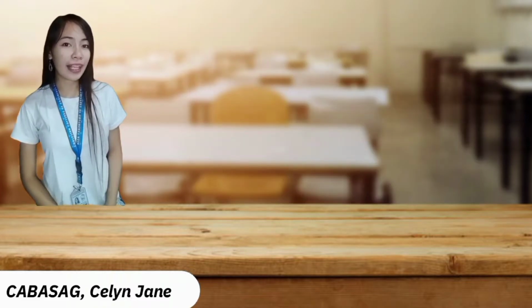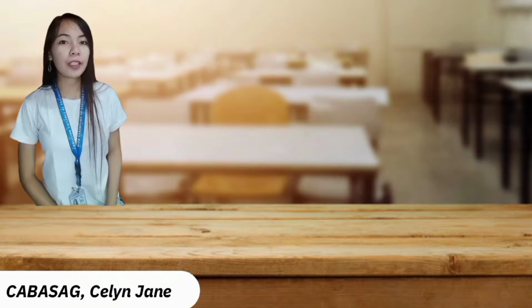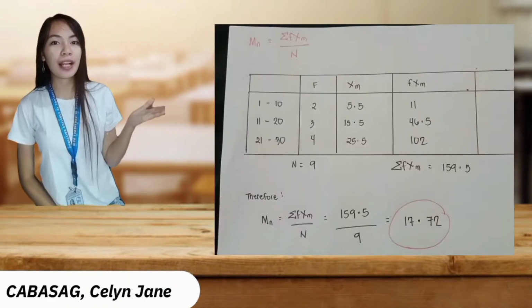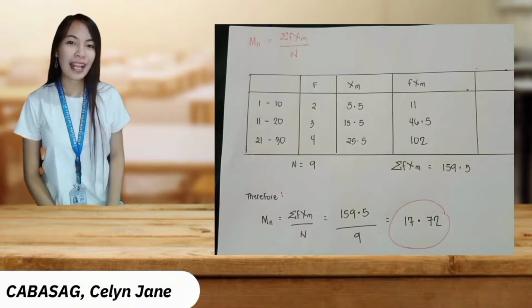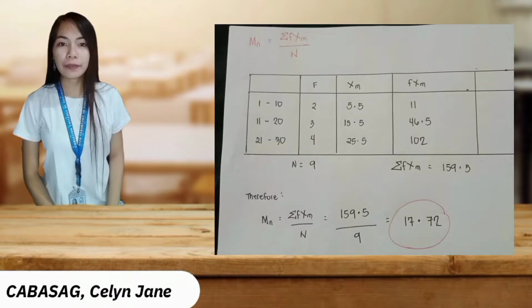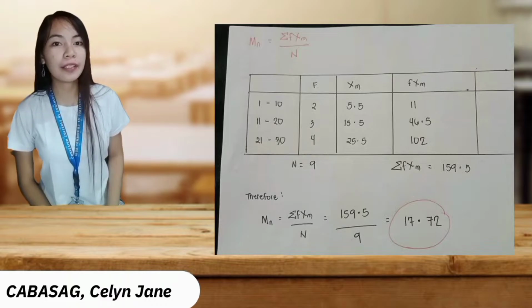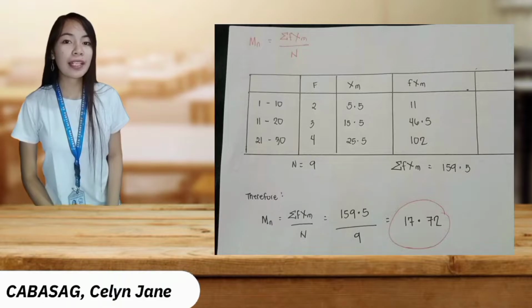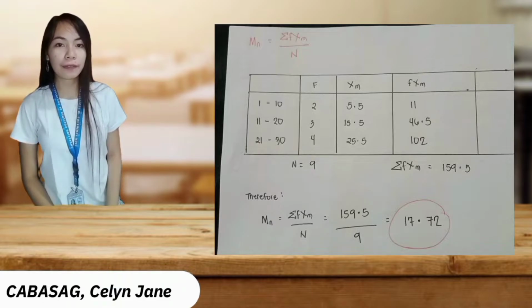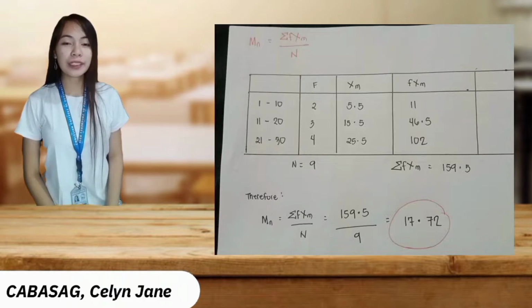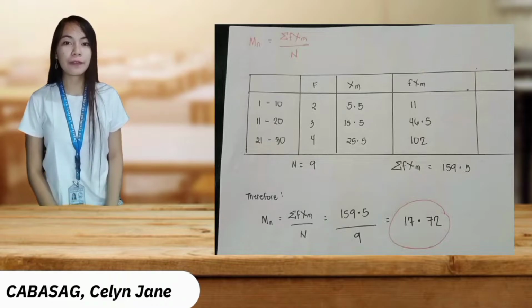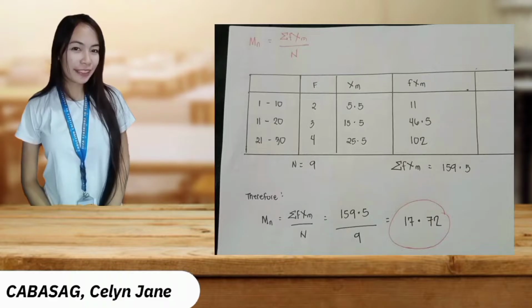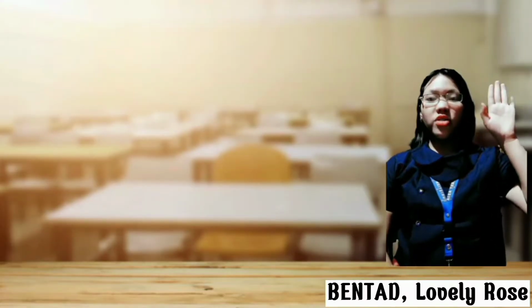Next is the grouped data. In order to find the mean of the given grouped data frequency distribution, we have to use this formula. And here's an example of it. In the third column, you only have to find the midpoint of each of the given class intervals in the first column. Then, for the fourth column, you multiply the third column by the frequency, or f. Next, add all the numbers in the last column and use the formula to find the mean using substitution. That's all, sir.